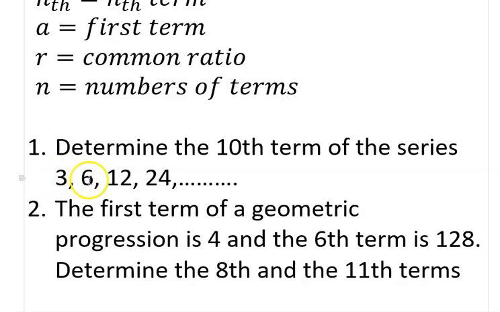3 times 2 will give us 6. 6 times 2 will give us 12. 12 times 2 will give us 24. That means what we have here is common ratio, not common difference. So our common ratio here is what? 2. Let's bring out our formula.